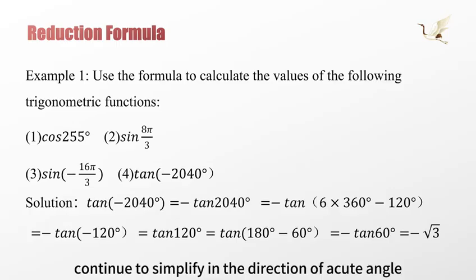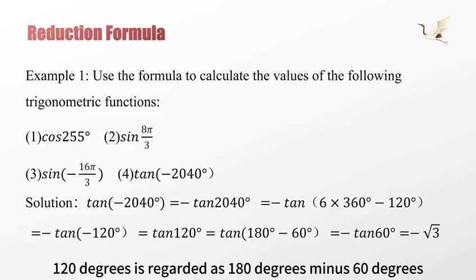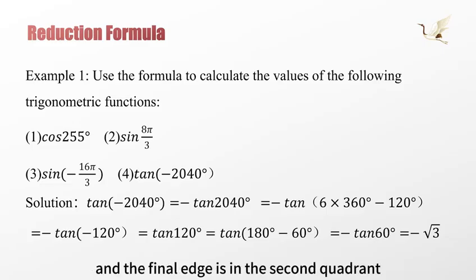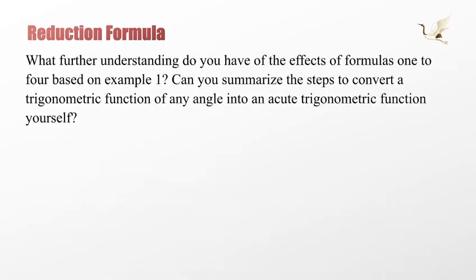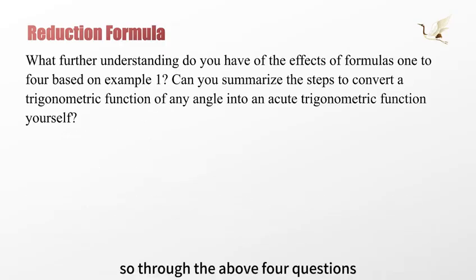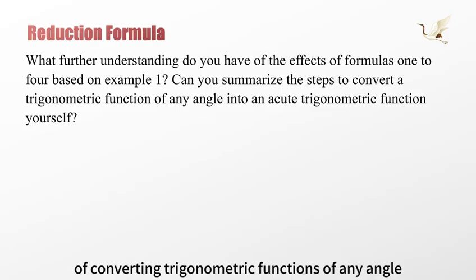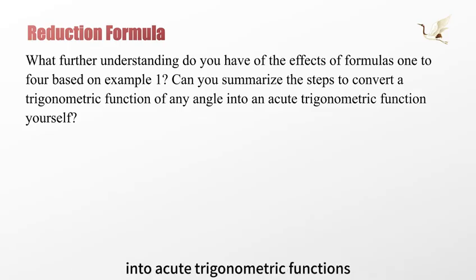Continue to simplify in the direction of acute angle. 120 degrees is regarded as 180 degrees minus 60 degrees, and the terminal edge is in the second quadrant. The tangent value is negative, so it is equal to negative tangent 60 degrees, or negative root 3. So, through the above 4 questions, do you have any further understanding of the role of Formula 1 to Formula 4? Can you summarize the steps of converting trigonometric functions of any angle into acute trigonometric functions?